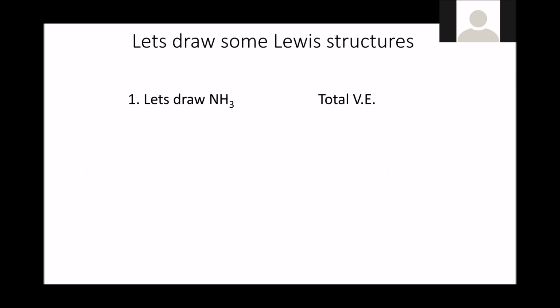Let's do a couple of other examples here just to make sure we understand how we do it. For ammonia, what's the first step? You would put the nitrogen in the middle. The first step is counting how many total valence electrons we have. We have 3 hydrogens times 1 electron each. That's a total of 3. We have 1 nitrogen times 5 electrons, 5. So that's a total of 8 valence electrons.